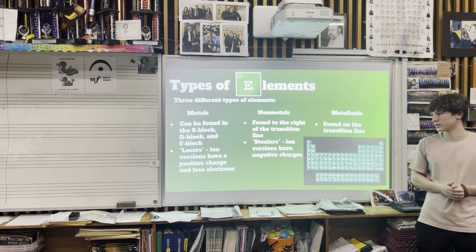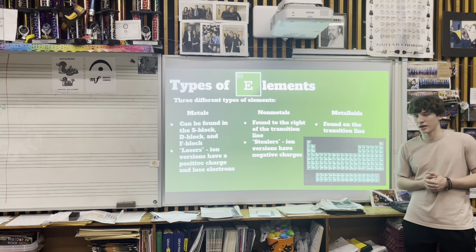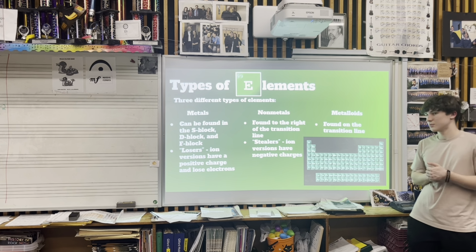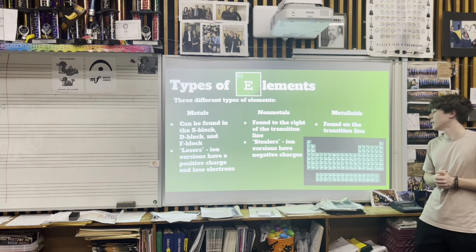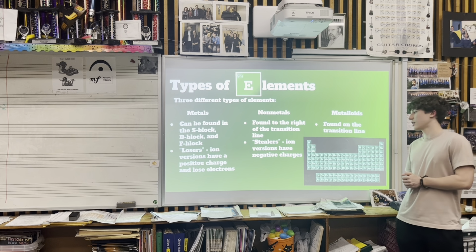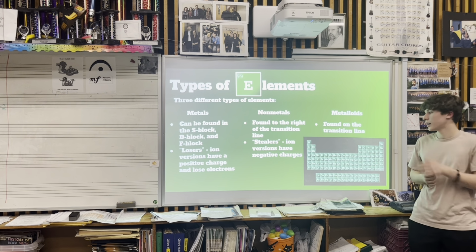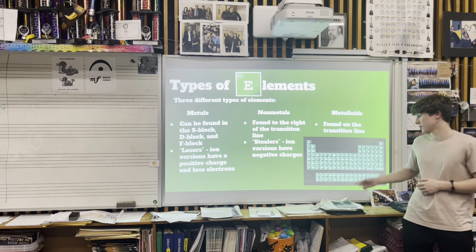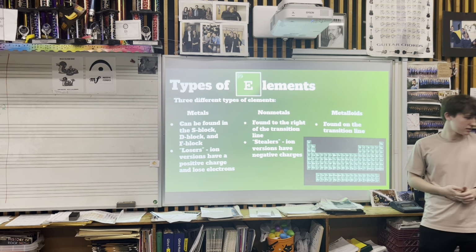Metals are typically known as the losers of the periodic table because their ion versions have a positive charge, which means that they lose electrons. And stealers, or the nonmetals, are typically known as the stealers because their ion versions have negative charges and try to get to 8 valence electrons by stealing from the metals.